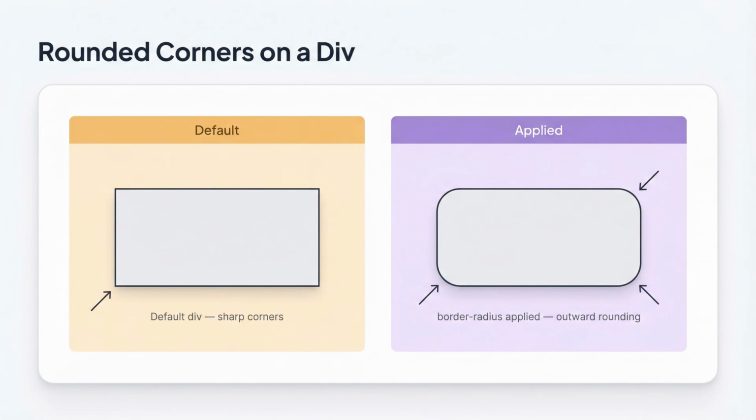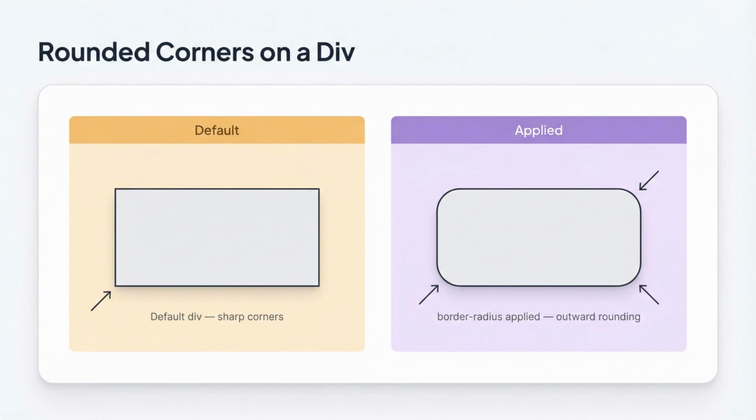A student asked a great question here. Can you make a div's corners rounded? The answer is yes, absolutely. CSS provides the border radius property to round the corners of any element. This is called outward rounding. The corners curve outward, giving the element a pill or card-like appearance.